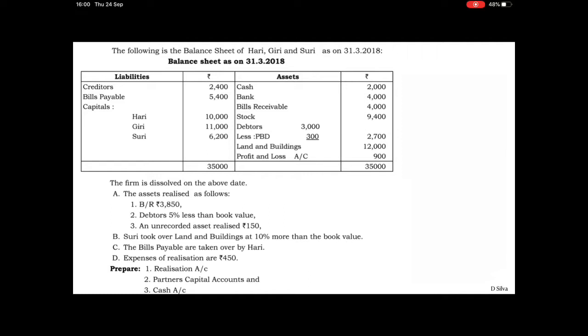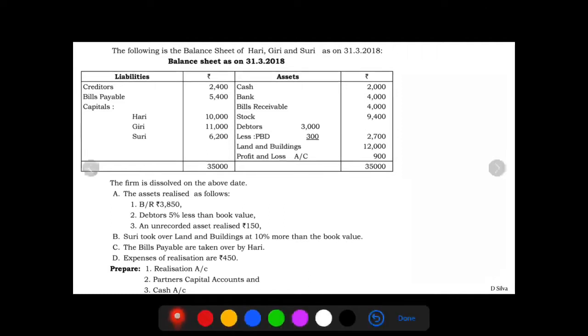The bills payable are taken over by Hari. The expenses of realization are rupees 450. Prepare realization account, partners capital account and cash account. So as per the question, students, we understand that the firm is being dissolved. From the balance sheet, creditors and bills payable, we will write it in realization account as it is in their book value, followed by the capital of the partners, which will reflect in partners capital account.